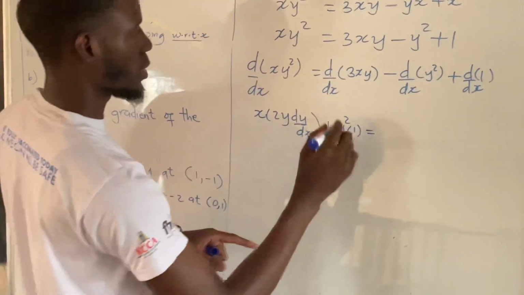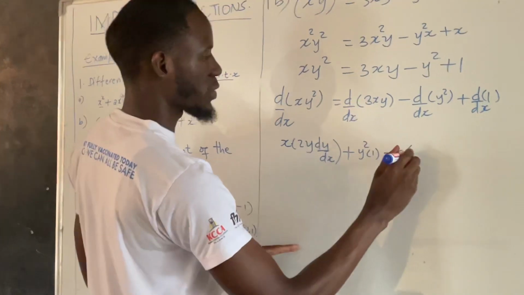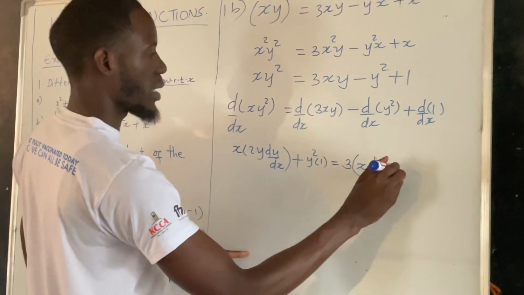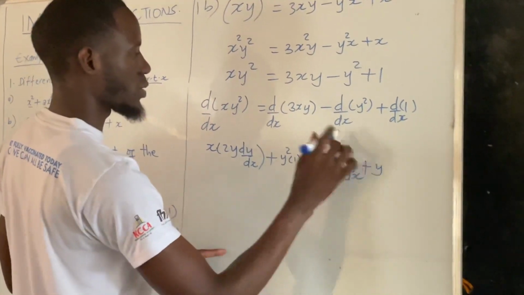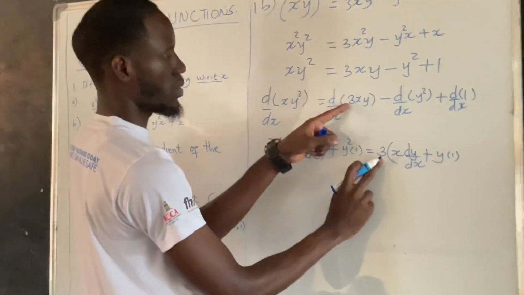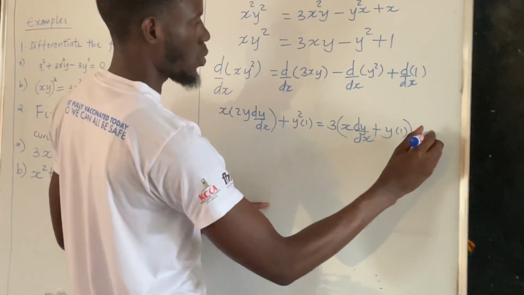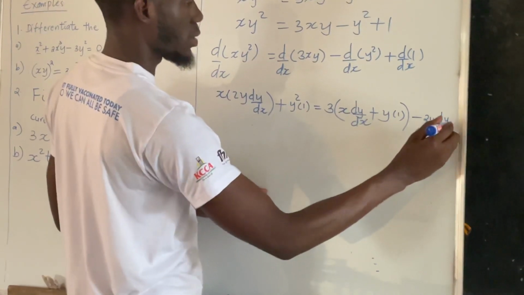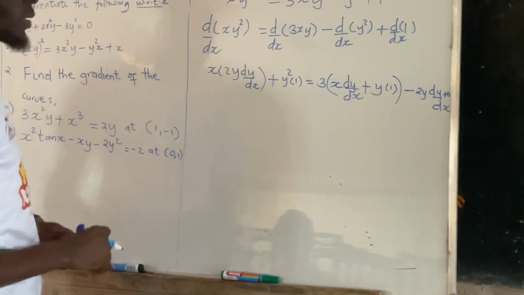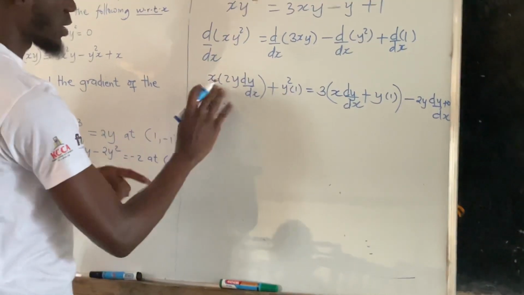This is equal to, this is still another product, we keep and get out the 3, then keep x constant, differentiate y, you get dy/dx, plus you keep y constant, you differentiate this x, is a 1. Remember the 3 is factored out, so it shouldn't bother you so much. This is minus, when I differentiate this, I will get a 2y dy/dx, then plus, this is a 0 when I differentiate a constant. Then I can open brackets and try to collect like terms, those that have dy/dx.